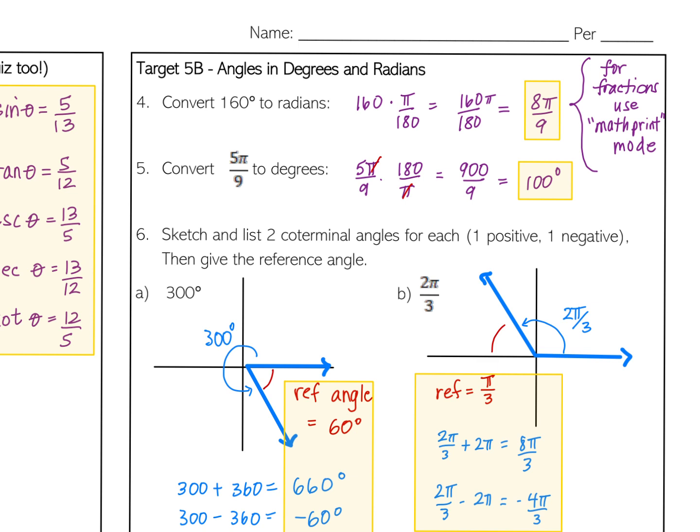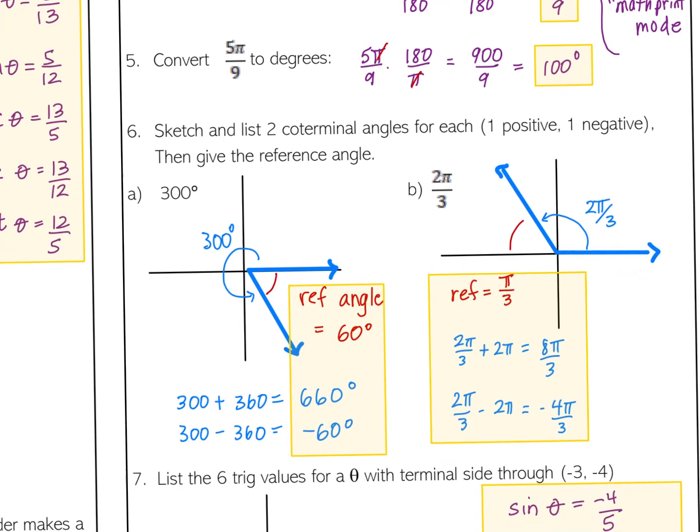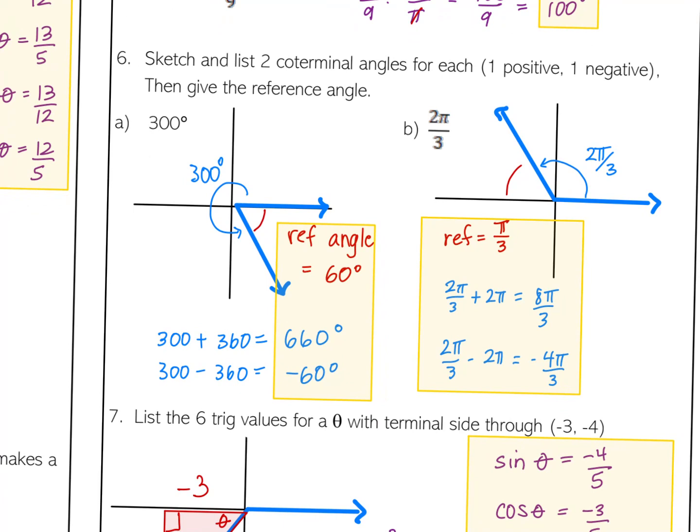print mode. Here, if we're changing this to degrees, we multiply by 180 over pi. Think about those pi's needing to cancel. Your degree answer won't have the pi. That's 180. For here, you're going to be sketching these two angles.